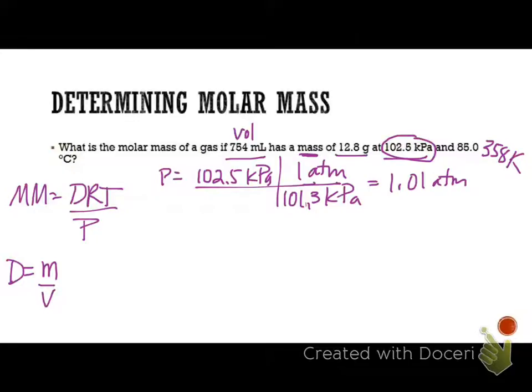Okay, but because of my unit of liter on my R value, I'm going to need to do my density in grams per liter. So that is going to be 0.75 milliliters because I divided by 1,000. So 12.8 grams divided by 0.754 liters, excuse me. And then when I do that, I get 16.98, but I need 3 significant figures. So 17.0 grams per liter.